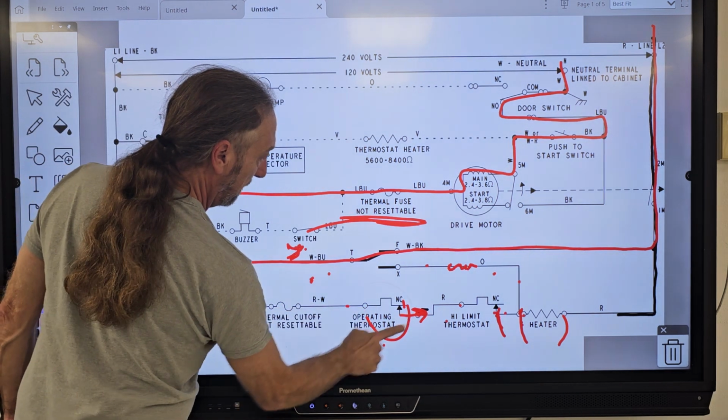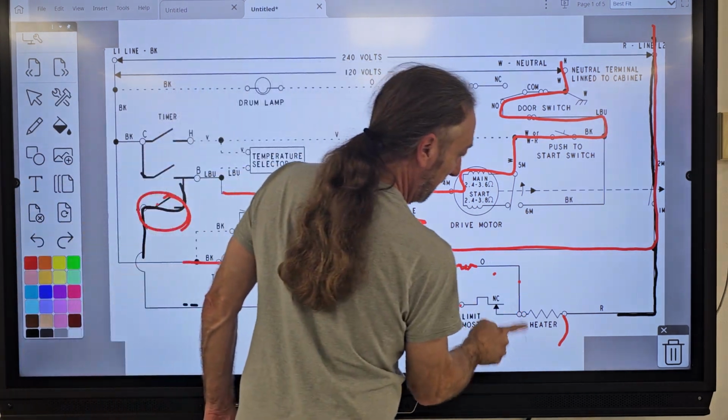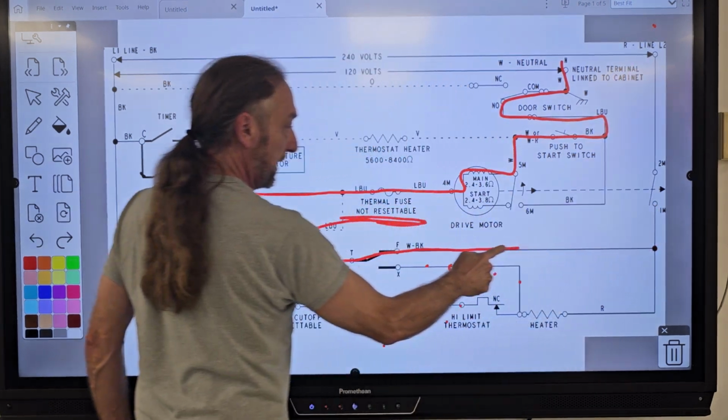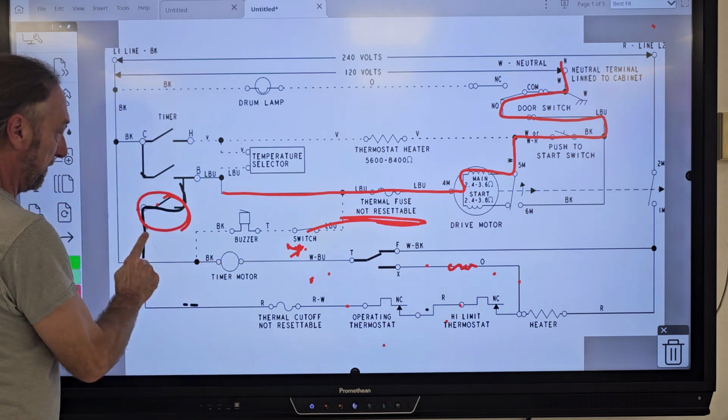Okay, I got one other thing I want to talk about in relation to the heater, and then we'll move to the other question. So guys, if you have any questions about what we're talking about, ask me.